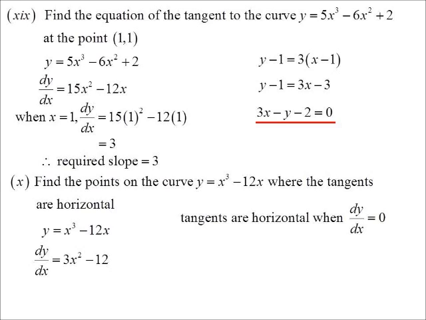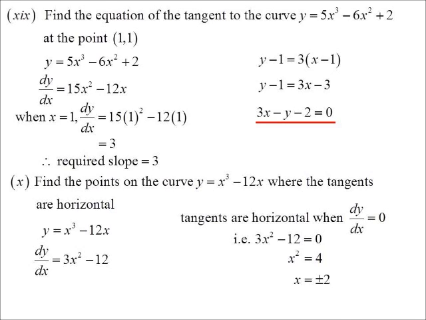When you're doing your working out, explain what you're doing. Don't just go, 3x squared minus 12 equals 0, like you've pulled it out of thin air. Explain what you're doing. Well, I know tangents are horizontal when the derivative equals 0. So that's why I'm solving this equation 3x squared minus 12 equals 0, which has solutions x equals plus or minus 2. There are 2 points.